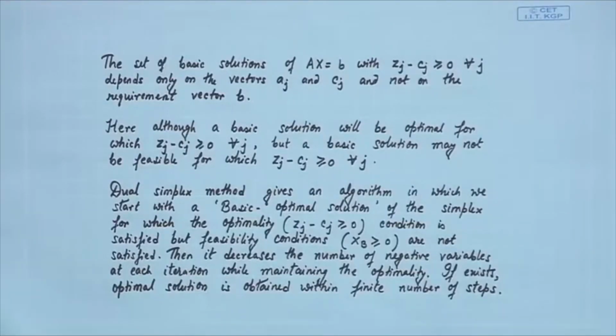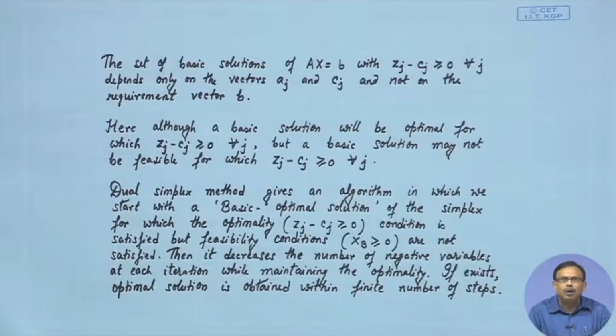The set of basic solutions of A x equals b with z j minus c j greater than equals 0 depends only on the vectors a j and c j, not on the requirement vector b. Please note this: the set of basic solutions of A x equals b with z j minus c j greater than equals 0 depends only on the vectors a j and c j. The requirement vector b is not involved.